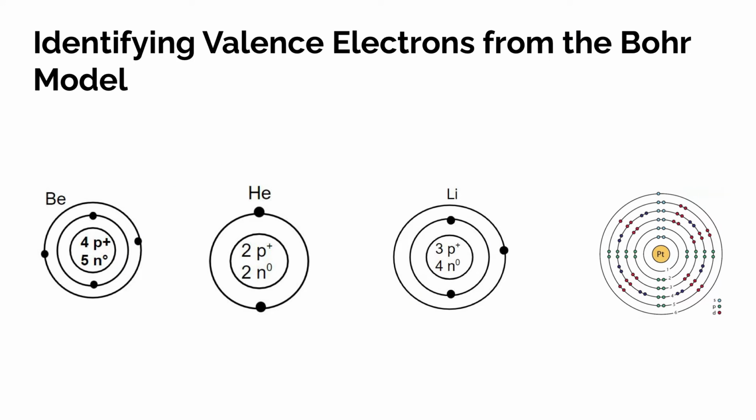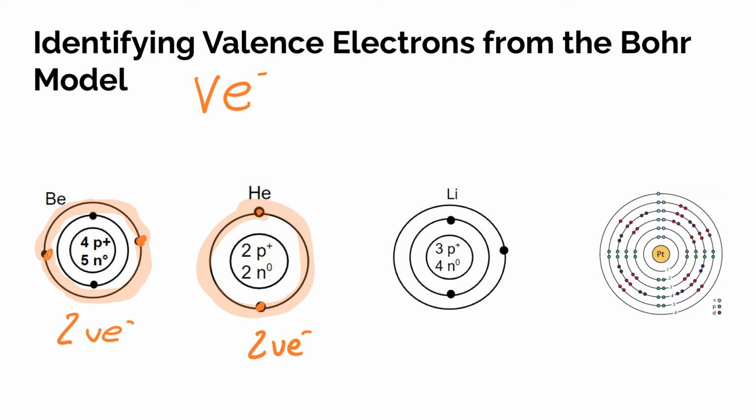If we're identifying valence electrons from the Bohr model, all we need to do is look at the outermost ring. So beryllium has 1, 2 in its outer ring, so 2 valence electrons. And we can represent valence electrons by writing Ve minus. Helium, 1, 2, has 2 valence electrons as well. Lithium has 1 valence electron.